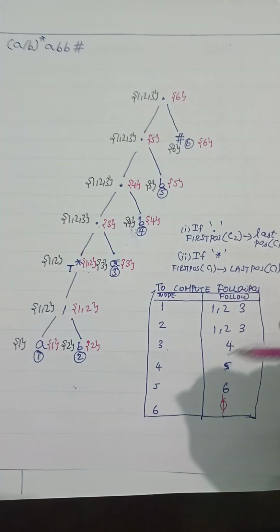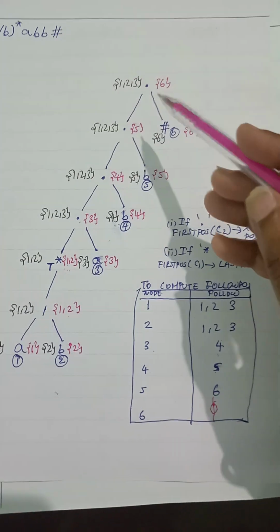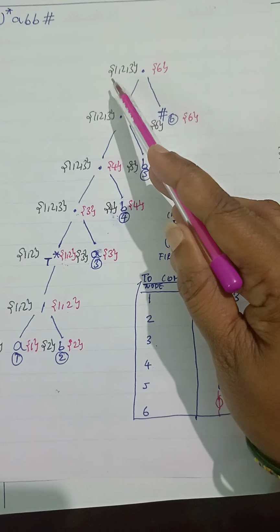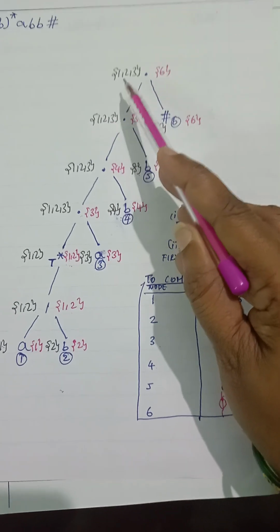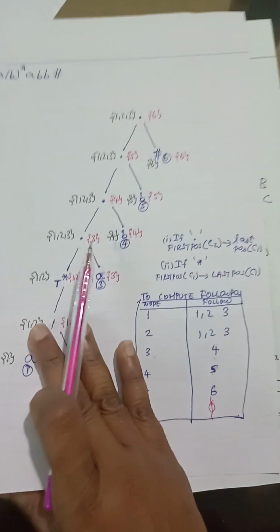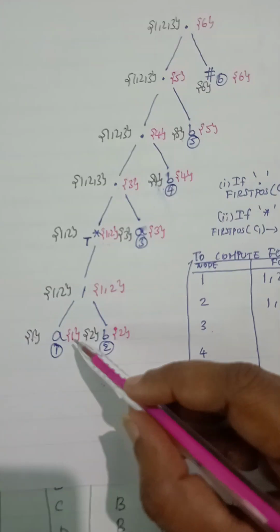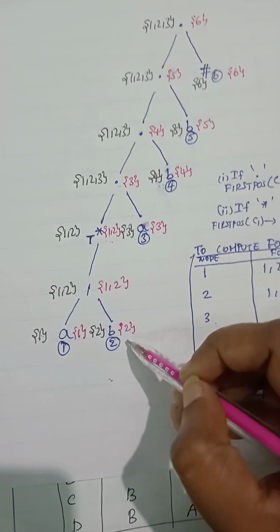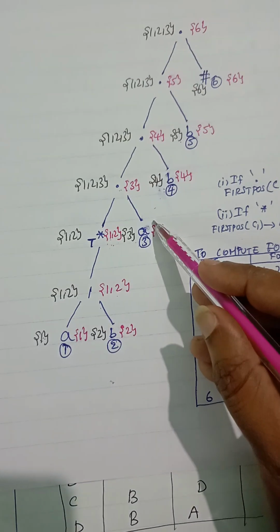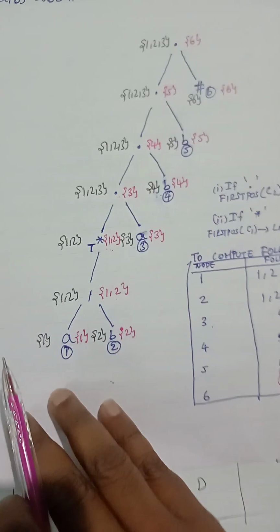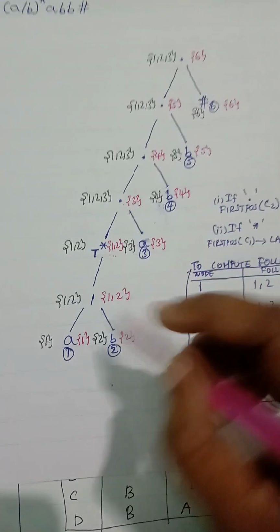After making the follow, first we have to select the first position of root node from the syntax tree. What is the first position of root node from the syntax tree? That is 1, 2, 3. So here I have taken 1, 2, 3. And if you check the syntax tree, the nodes 1, 2 and 3: 1 is A, 2 is B and 3 is A. So here node 1 and 3 is A and 2 is B. Only two inputs are there, that is A and B.